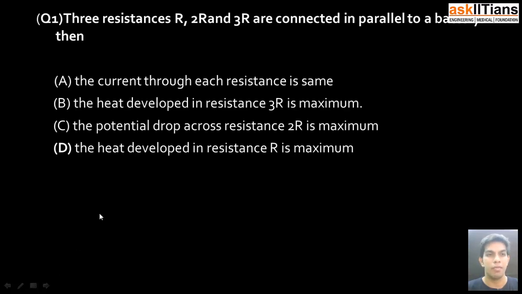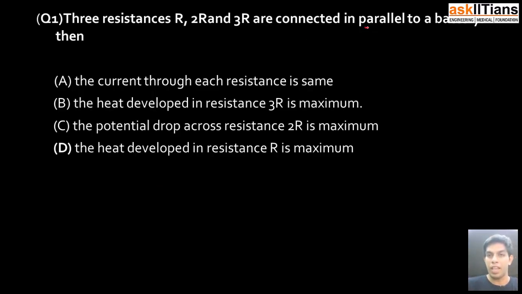First problem states, three resistors R, 2R and 3R are connected in parallel to a battery. Then A. The current through each resistance is same. B. The heat developed in resistance 3R is maximum. C. The potential drop across resistance 2R is maximum. D. The heat developed in resistance R is maximum.